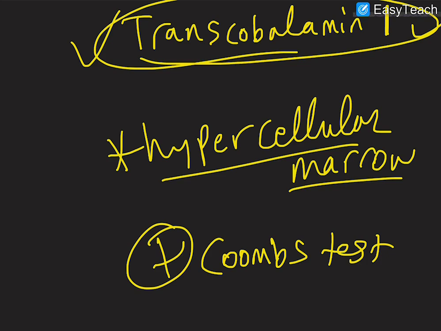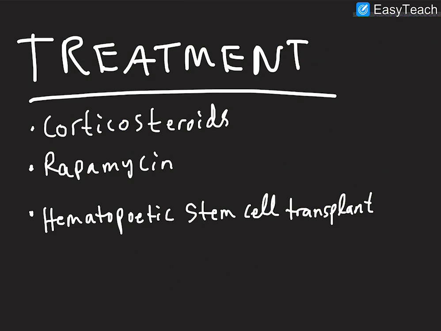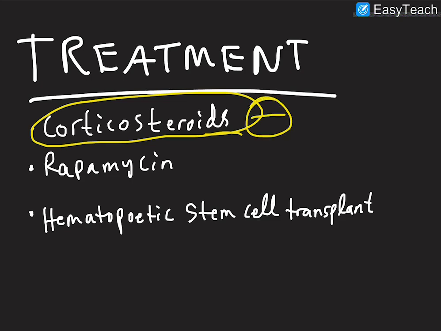Now let's quickly talk about the treatment. It makes sense that one of the treatments is corticosteroids, because this is autoimmunity, excessive activation of the immune system, and autoantibody production. And we know steroids reduce all that: they reduce inflammation and inhibit your immune system. So this is important.